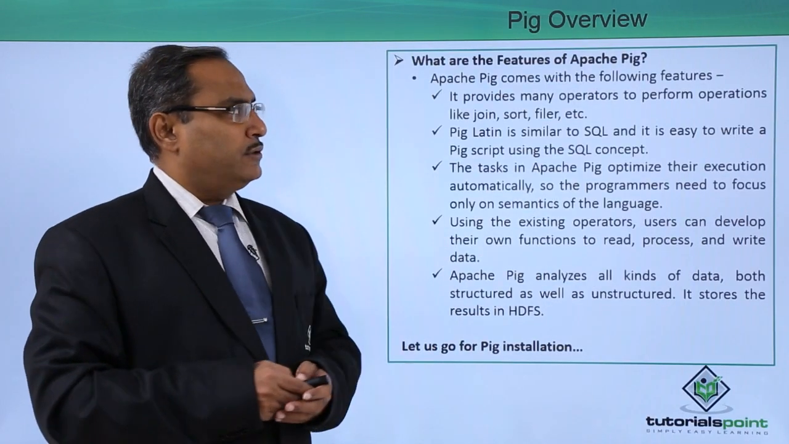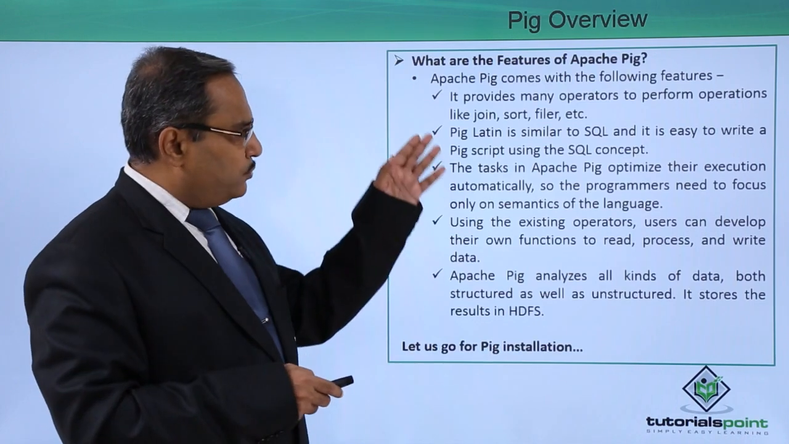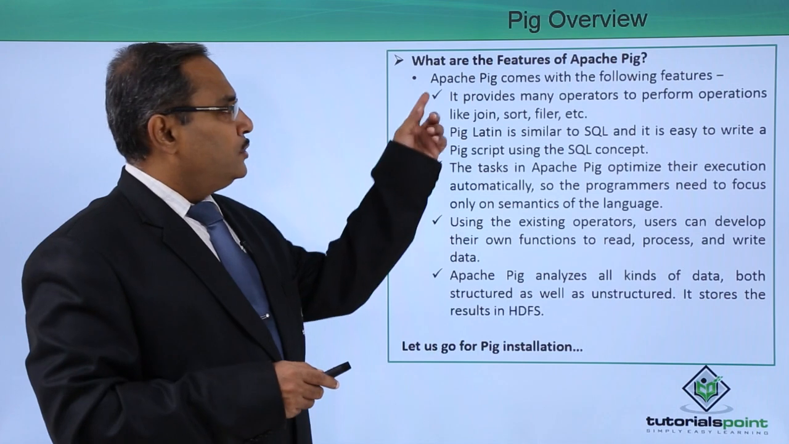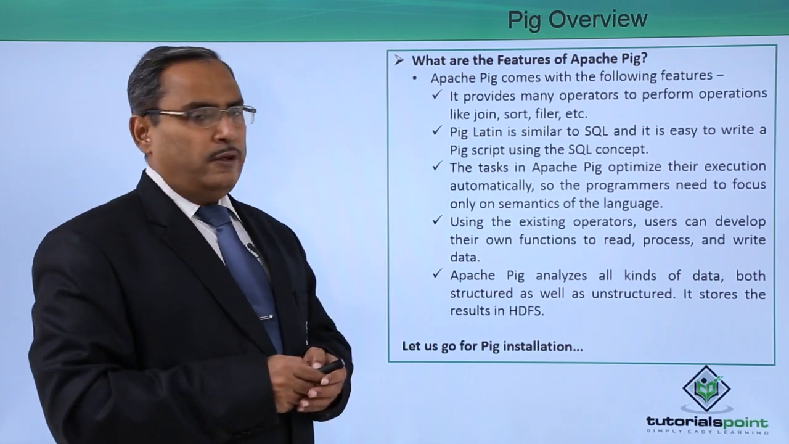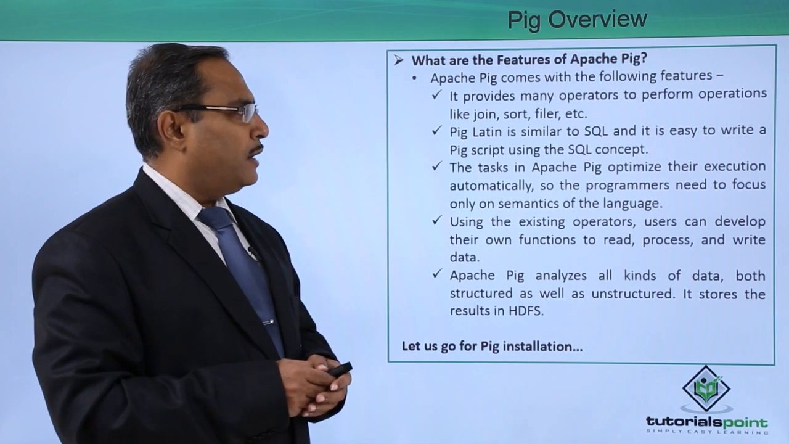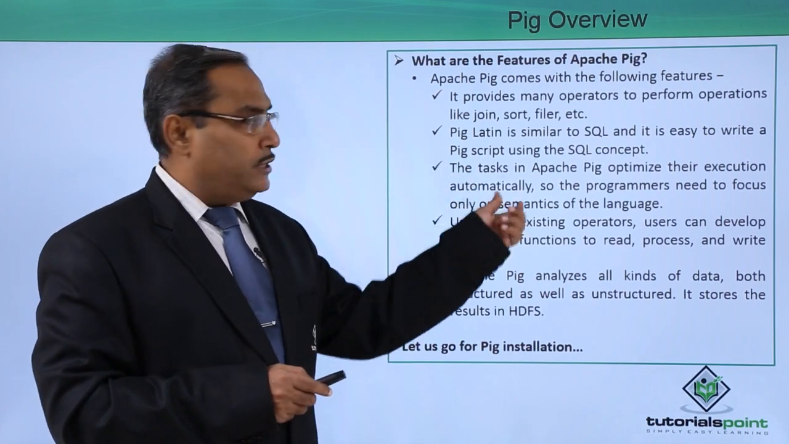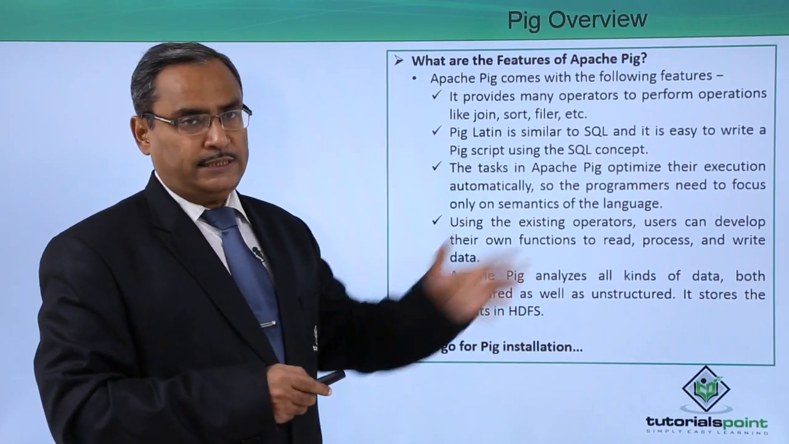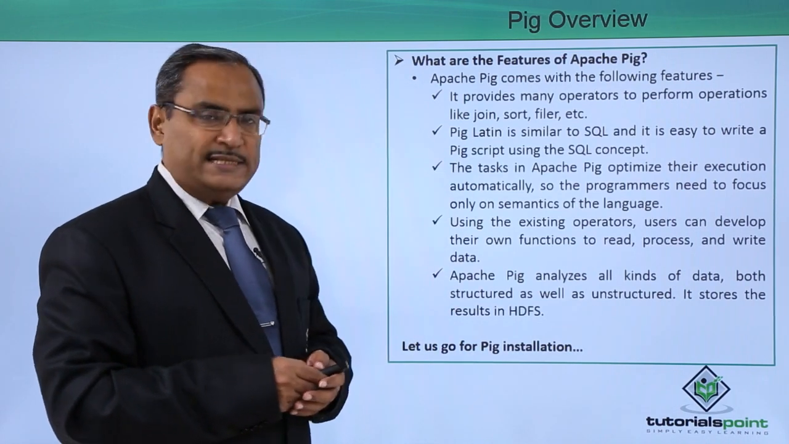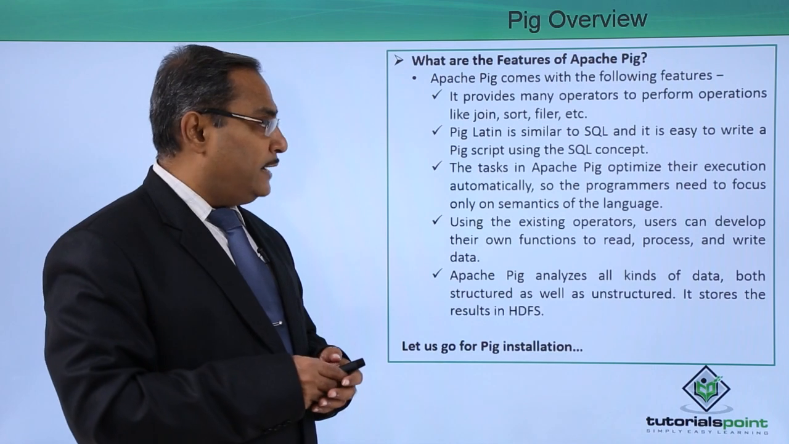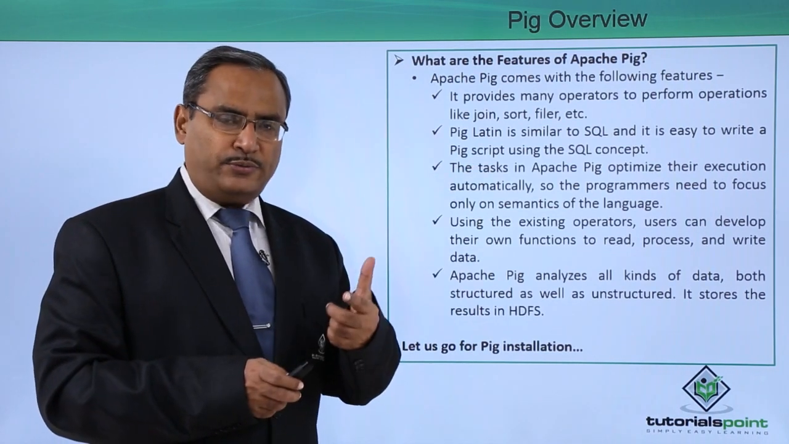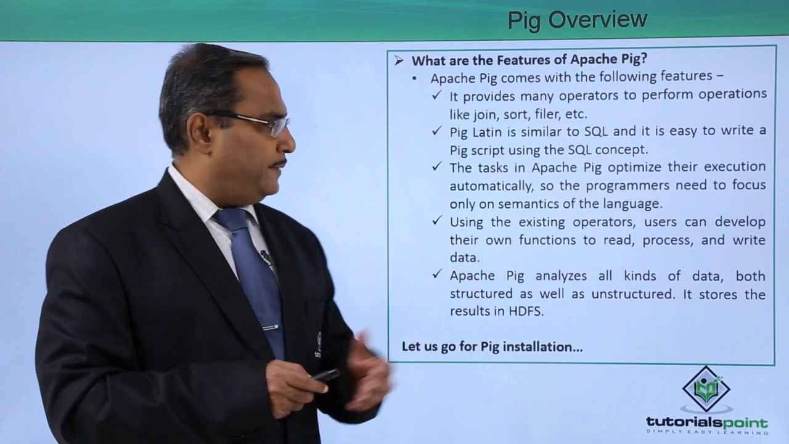So what are the features of Apache PIG? So in this slide we have done a listing of the features in a nutshell. So Apache PIG comes with the following features. The feature number one is that it provides many operators to perform operations like join, sort, filter, etc. So these operations can be done. PIG Latin is similar to SQL, and it is easy to write a PIG script using the SQL concept. If you know SQL, then you can write the PIG script.